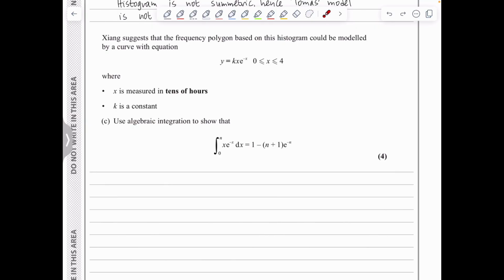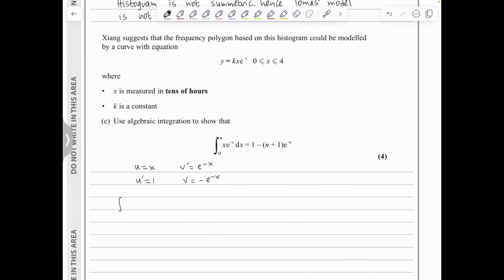We then have the suggestion that the frequency polygon based on the histogram be modeled through this curve here, where x is measured in tens of hours and k is a constant, and we need to use algebraic integration to show the given result here. Obviously, I need to use integration by parts here. I will be putting u to be x and v dash to be e to the negative x. So u dash is simply 1, and v is the integral of e to the negative x, which is negative e to the minus x.